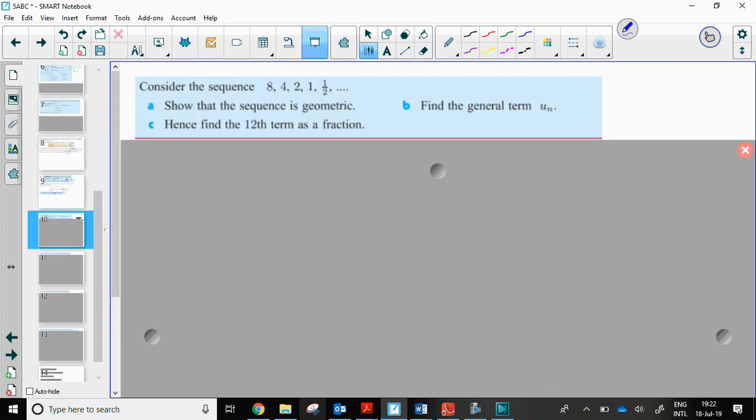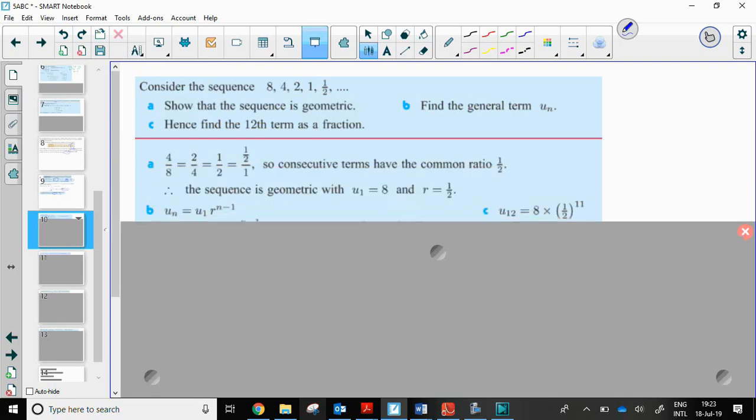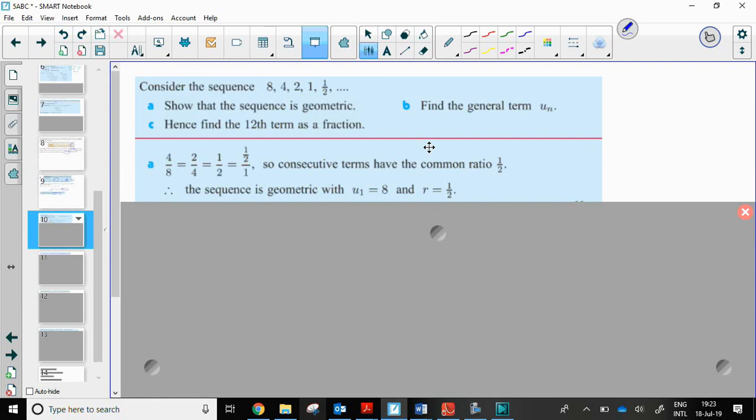Let's go. So here again, this is the same stuff we saw before, right? So show that the sequence is geometric, so we're going to show that the quotient of each of the successive terms is always the same number, so 1/2.